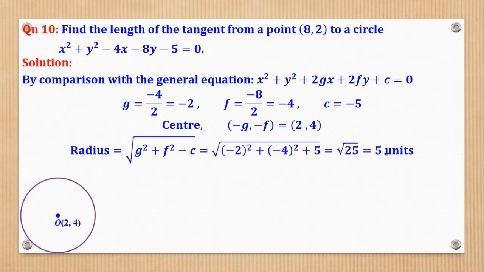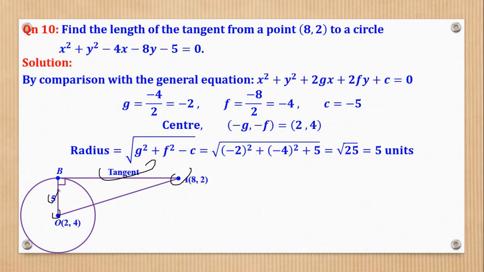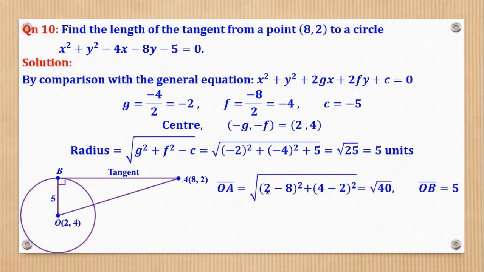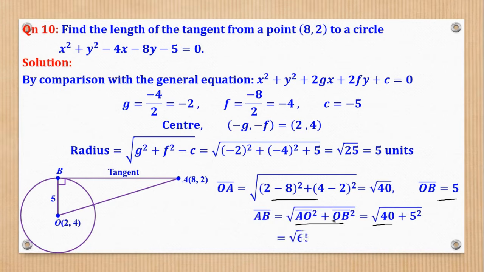So with that, I can come up with a sketch. So this is the tangent, and it comes from point A. This is the center, and this is the radius. They want the length of the tangent, meaning they want distance AB. Therefore, first of all, OA is this, and OB we already know is 5. Therefore, AB will be equal to this. So substitute and use the calculator to come up with that as the required answer.